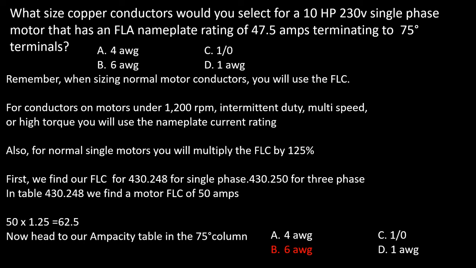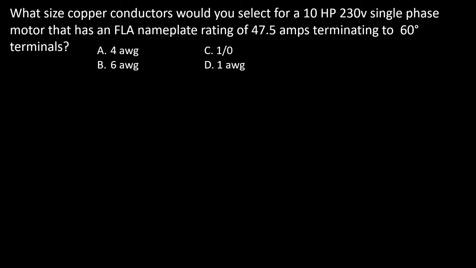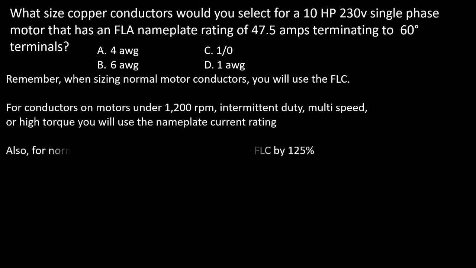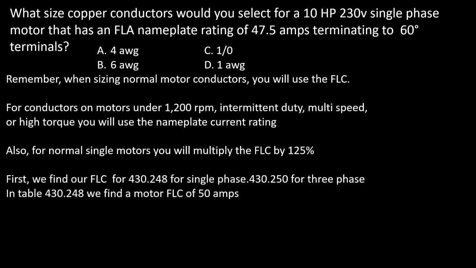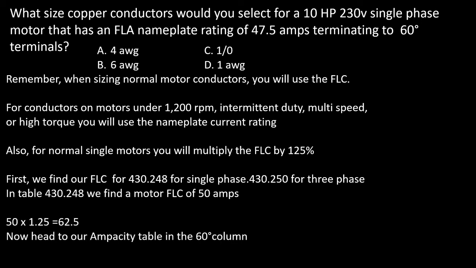So I hope you guys enjoyed that one. What size copper conductors would you select for a 10 horsepower, 230 volt single phase motor that has a nameplate rating of 47.5 amps terminating to 60 degree C terminals? Now I basically did the exact same problem on this one, but I wanted to show you the difference of the 60 degree C terminals. So we found our motor FLC, multiplied that out, ended up with the same result, but now we have to head to our 60 degree C column.